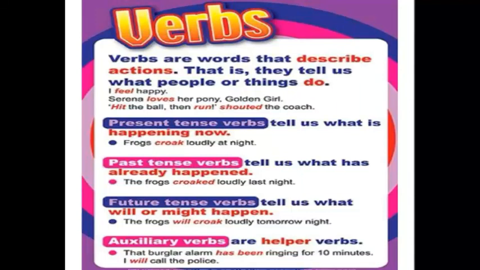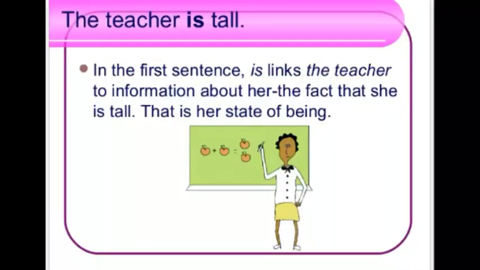A verb shows an action or state. State means situation, condition. Let's understand it with an example. The teacher is tall. In the first sentence, is links the teacher to information about her, the fact that she is tall. That is her state of being.